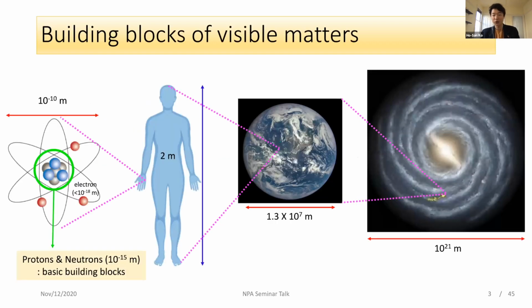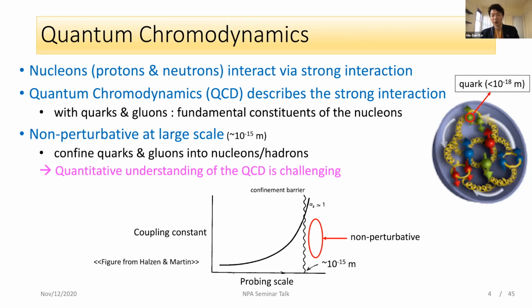So protons and neutrons, I think you all know, are the basic building blocks of the matters of the visible universe, and they form nucleus or atom, and atoms form everything that is around us. We call proton and neutron nucleons. So nucleons interact by strong force, and they are described by the QCD. The degrees of freedom of the QCD are quarks and gluons.